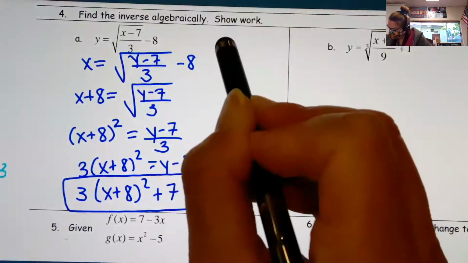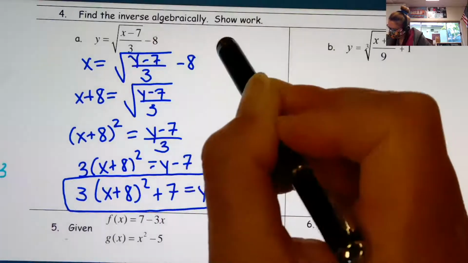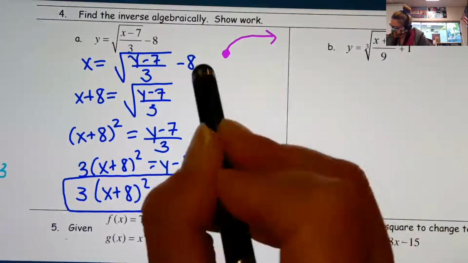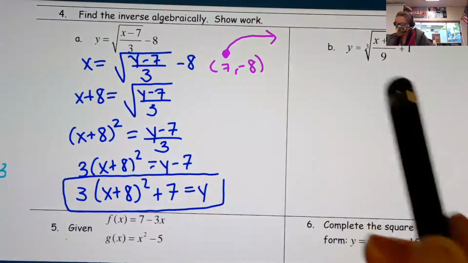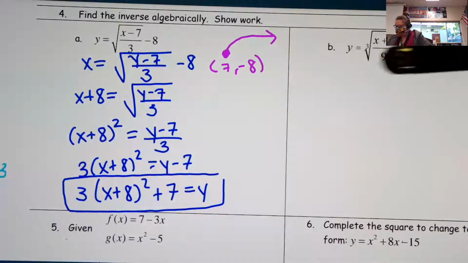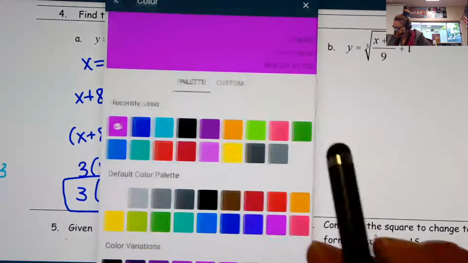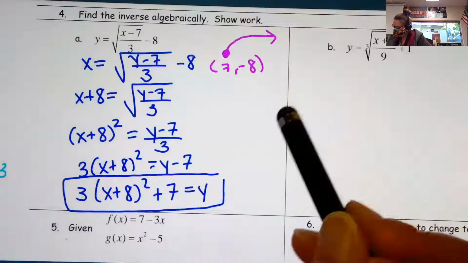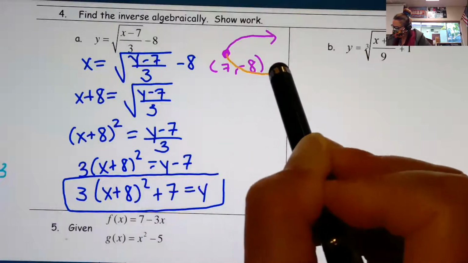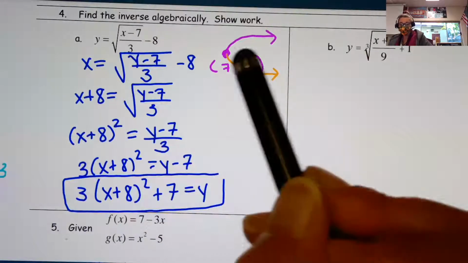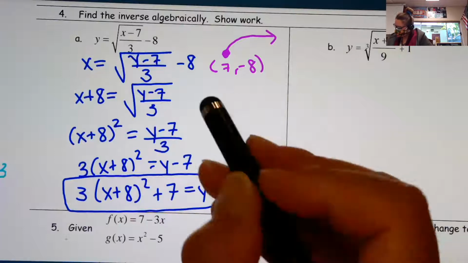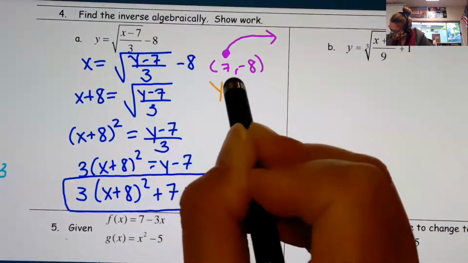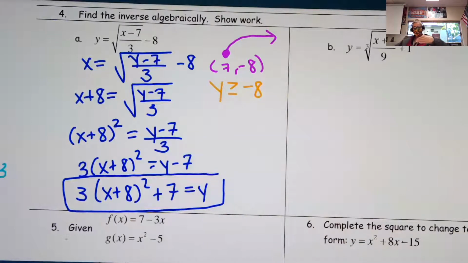is a square root graph. Okay, so it's a square root graph that looks something like this. And it's going to be starting at 7 comma negative 8. And we only have the top half. We don't have the bottom half. I do not have what I'm drawing in orange right now. I do not have that part. Okay, I only have the top part. So what that means is I have from negative 8 up. So this is for y greater than or equal to negative 8. That's going to give me a restriction.